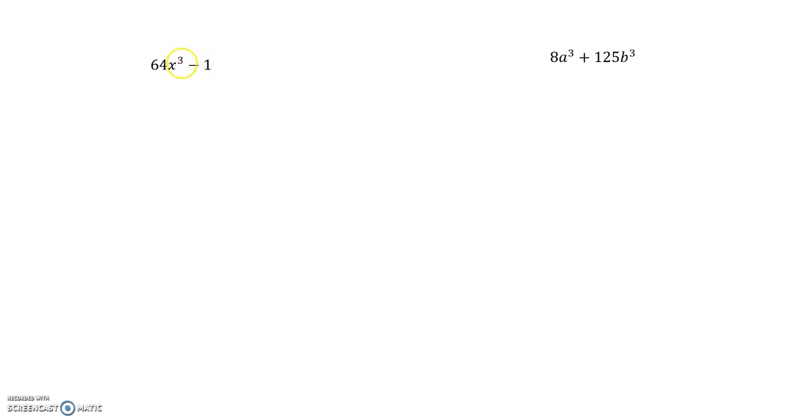And of course, notice that we have x to the third. It's not anything squared, so it cannot be difference of two squares. Although 64 is 8 squared, x to the third is not anything squared. But notice that 64 is also 4 to the third. So first thing we're going to do is to rewrite it in the format of something cubed minus something cubed.